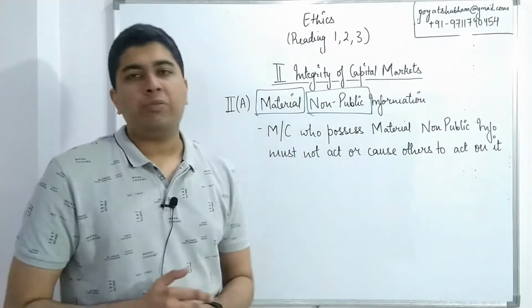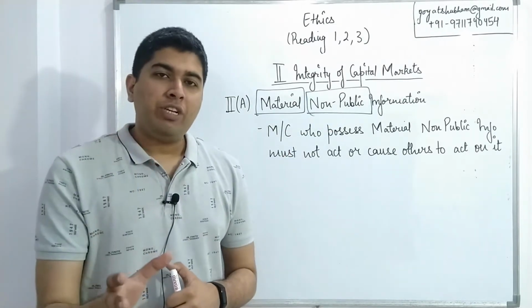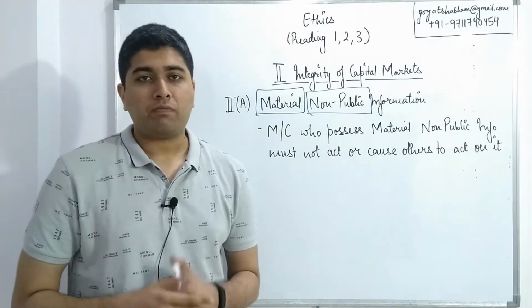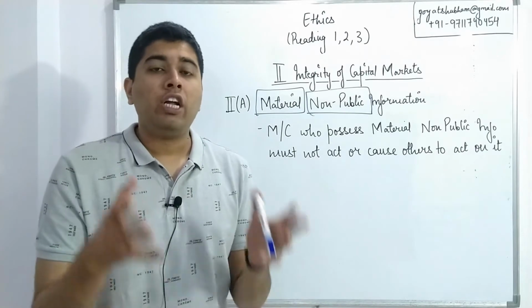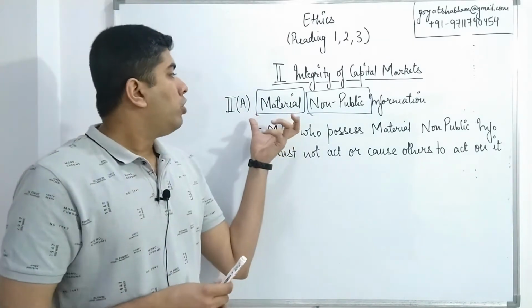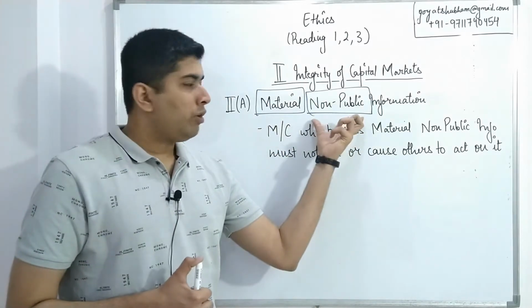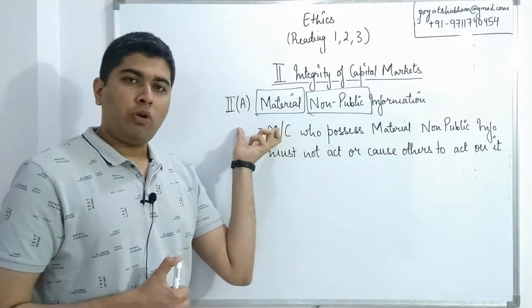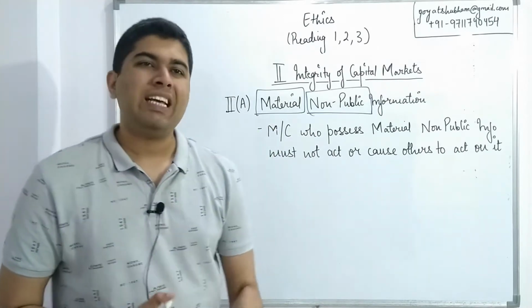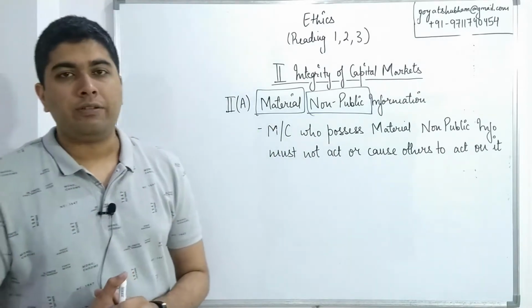So non-public information simply means information that is limited only to a few individuals. Only a few people know about it, not the general public at large. So I'm talking about information which only a few people know, but it is very important. Now that we know what material non-public information means, let's look at the language of the standard.